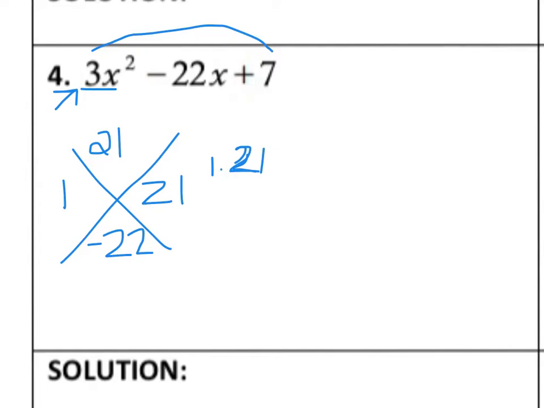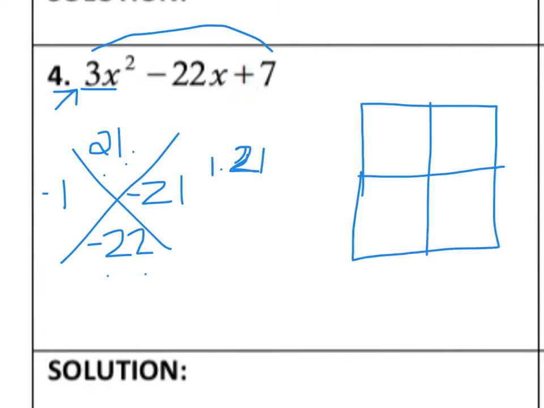21 plus 1 would give me a positive 22. So I need to think about what these two numbers need to be in order for them to multiply to give me a positive, but add or subtract to give me a negative. So I know that if I have -1 times -21, then that is going to give me a positive 21, and a -1 plus -21 is going to give me a bigger negative, and that's going to give me the -22. So those are the numbers that I'm going to put into my box.